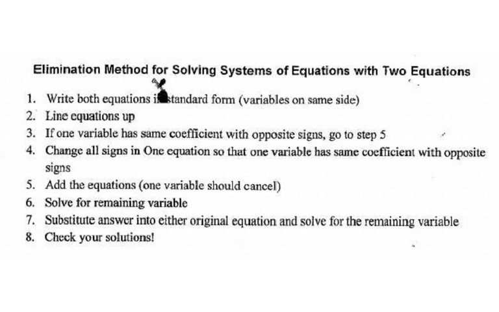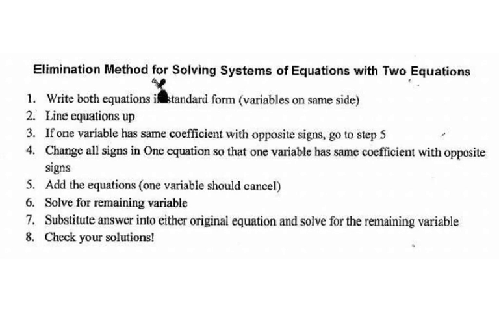This is for Algebra 1. It is the elimination method for solving systems of equations with two equations. Actually, with two equations means you're going to have two variables. Two variables means you're going to have two answers. We learned substitution previously. This is just another way to solve. I personally like elimination better.